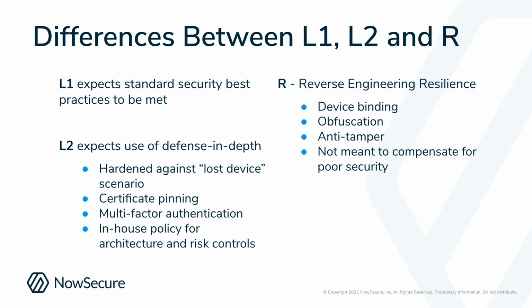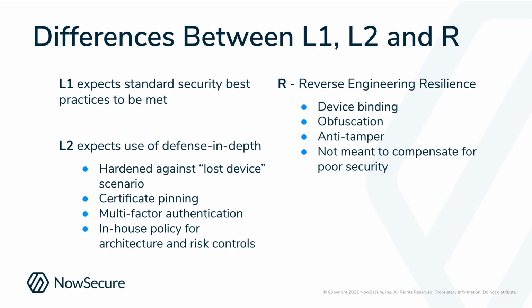So I talked a little bit about this like L1, L2, and R, and it breaks down into standard security, which is L1, L2 is defense in depth, and R is reverse engineering resilience. So like I said before, we have L1, which is the standard security best practices. We want certain apps to do certain things, and all of them should do those things, because if they're not doing those things, they're really high risk. They're really indications that developers or security teams or enterprises aren't really caring and making the effort to make their apps secure.